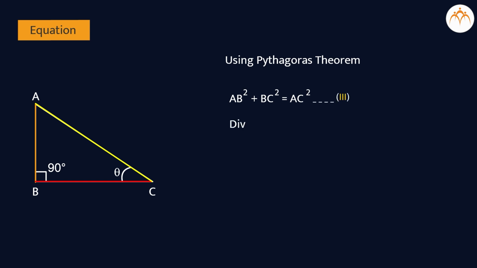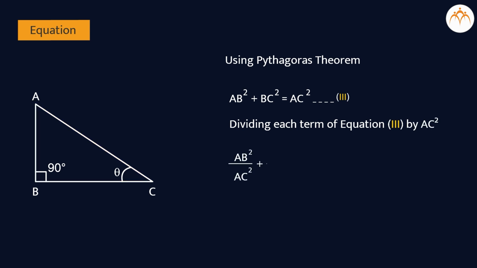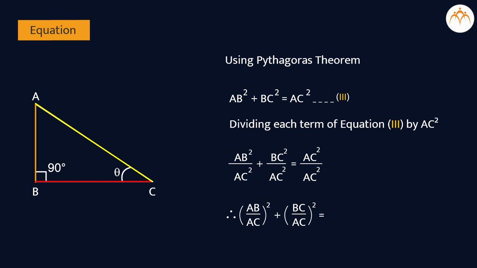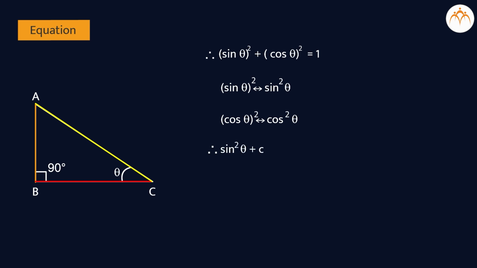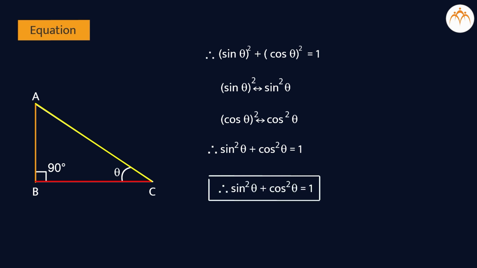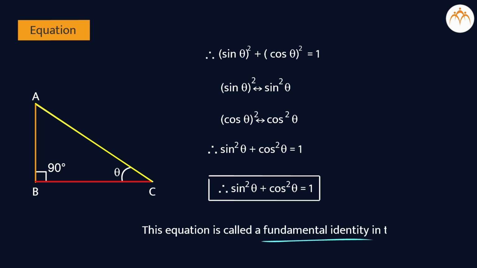Third statement. Dividing each term of equation 3 by AC square, we get AB square upon AC square plus BC square upon AC square equal to AC square upon AC square. Therefore, square of AB upon AC plus square of BC upon AC is equal to 1. Therefore, square of sin theta plus square of cos theta is equal to 1. Square of sin theta is written as sin square theta and square of cos theta is written as cos square theta. Therefore, sin square theta plus cos square theta is equal to 1. The equation sin square theta plus cos square theta is equal to 1 is true for an angle of any measure. Therefore, this equation is called a fundamental identity in trigonometry.